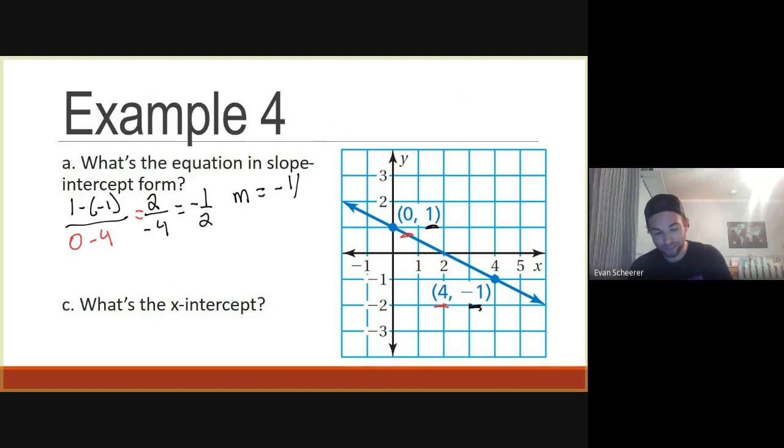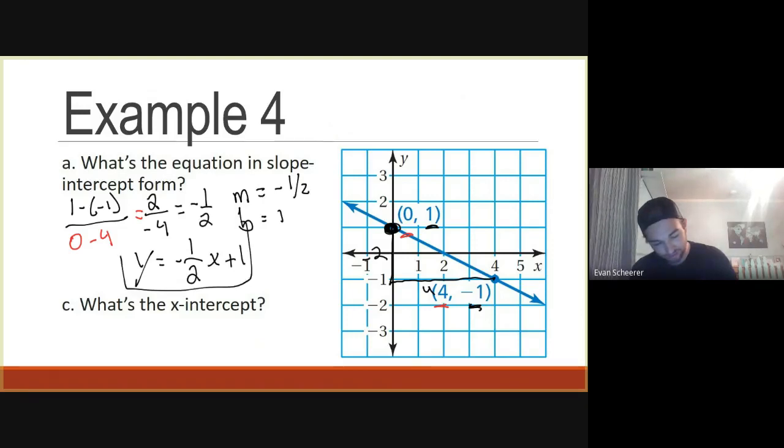So m equals negative 1/2, which you could also go down to the right 4, minus 2 and 4 to get your answer, right? But our b is where it crosses the y-axis. So right there, 0, 1, so b equals 1. So your equation y equals negative 1/2 x plus 1.